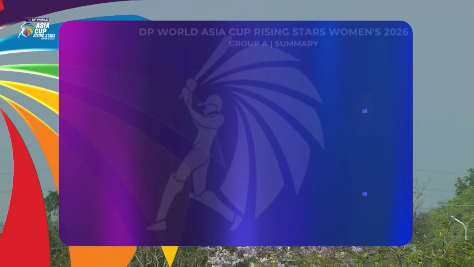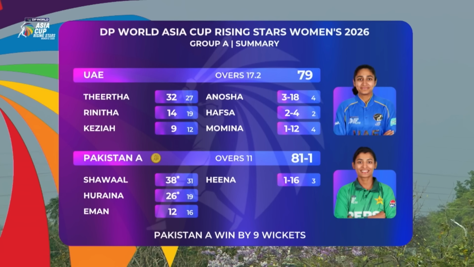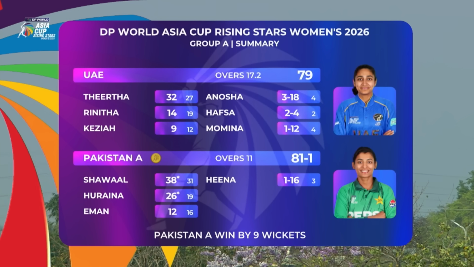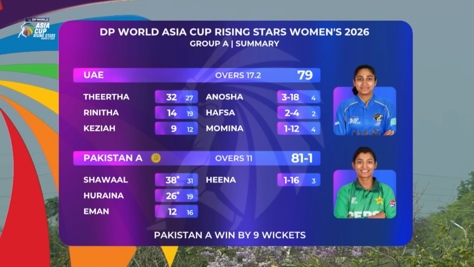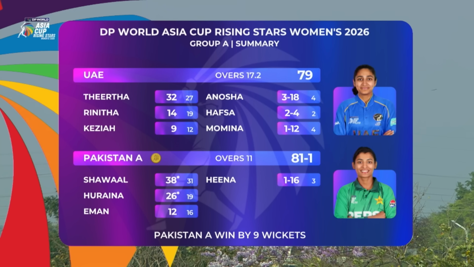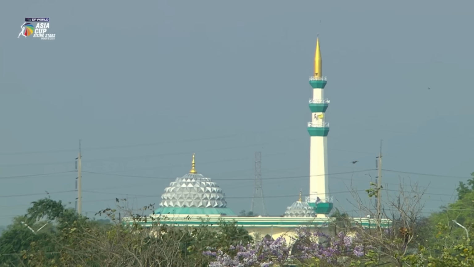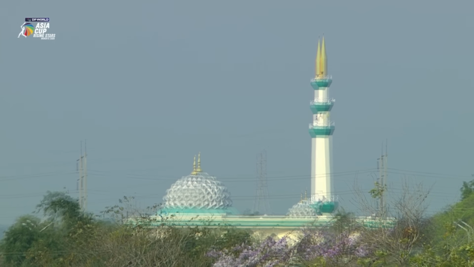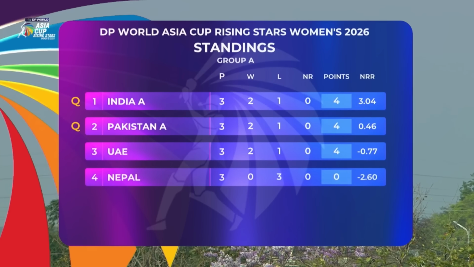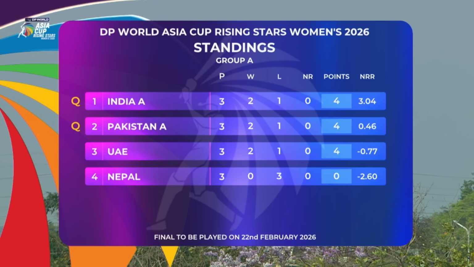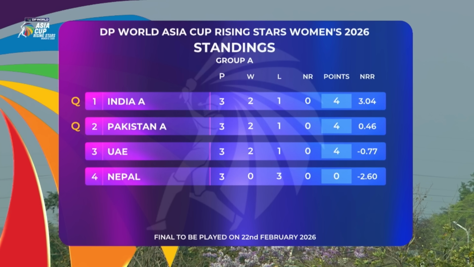That's that match summary there. These are, of course, the top scorers for UAE in the first innings, but just being able to get to 79, being bundled out. And Pakistan A in 11 overs getting to the target of 81 for 1. Anusha's 3 for 18 for the Pakistan side, the spinner really outstanding with the ball. They've qualified thanks to this win, while UAE, despite having 4 points, have a net run rate that isn't as good, so they don't make the cut for the semi-finals.